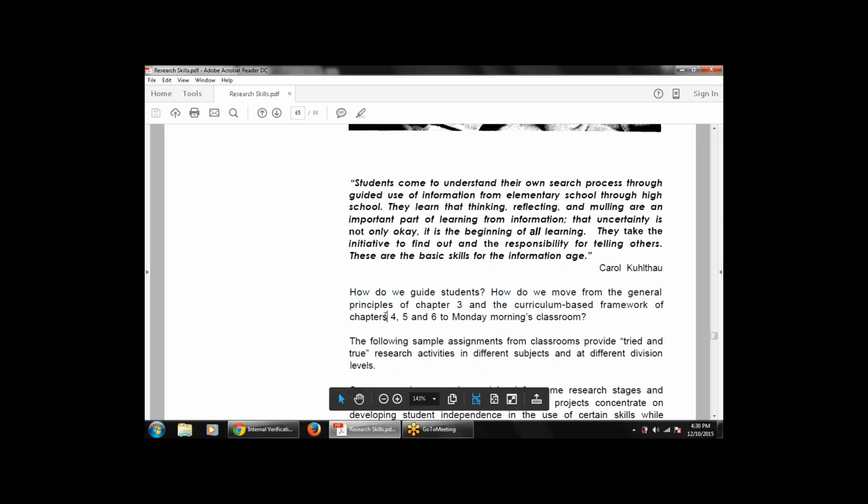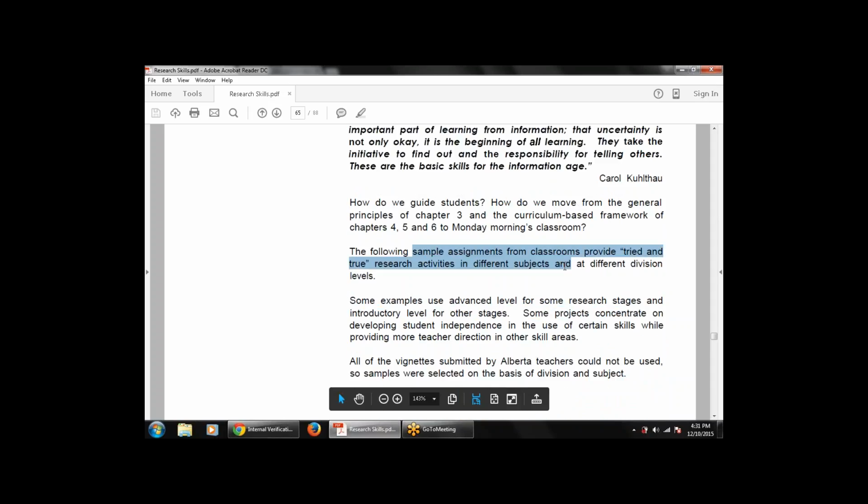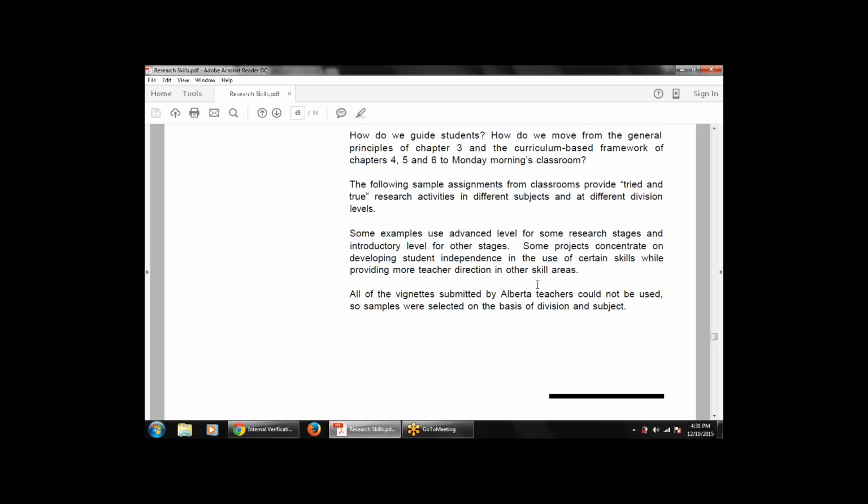So how do we move from the general principles of chapter number 3 and the curriculum-based framework of chapter number 5 to the Monday morning classroom? The following sample assignments give tried and true research activities in different shapes, sizes, and division level entries.